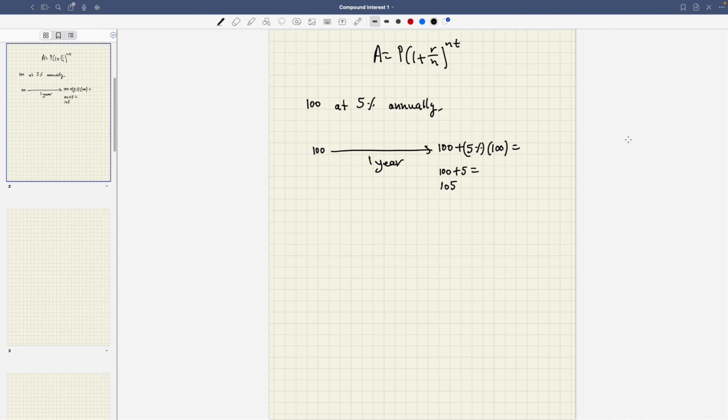In other words, your initial investment of $100 increased by $5. Okay, simple enough. Now, remember, annually. Under this example, if you were to leave your money in the bank for less than a year, then you're going to get less than 5%, because you only get the 5% if you leave the money in the bank for 1 full year. So let's say that you leave the $100 in the bank for 6 months.